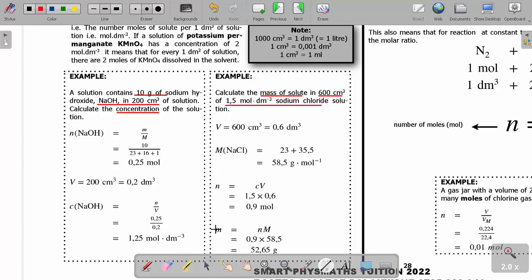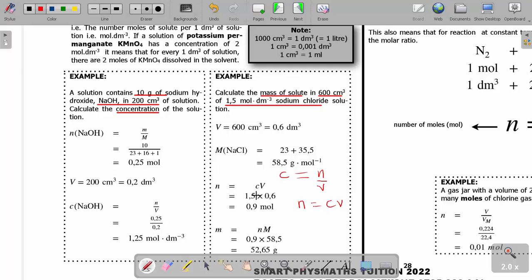Why? Because we have said that C equals N over V. Do you remember that? We have said C equals what? Concentration C equals N over V. So which means if I'm looking for the number of moles, I just make it N. It's going to be N equals CV. That's why I have N equals CV.